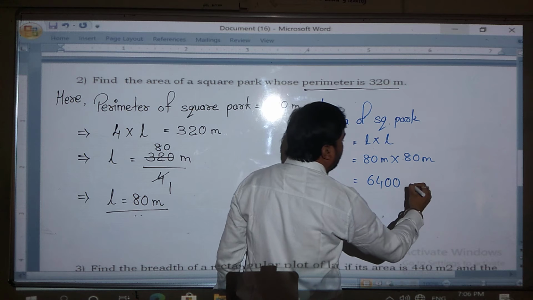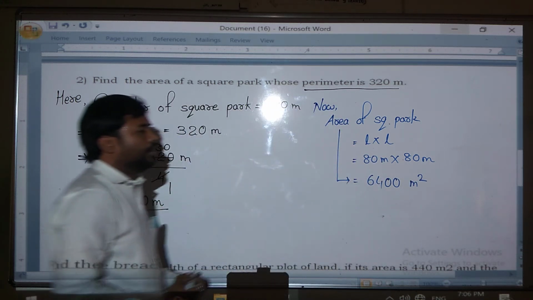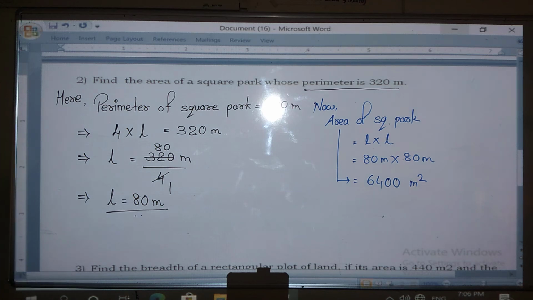2. Meter. Meter square. મળી ગયું. So area of square part will be 6400 meter square. સમજ પડે છે? રાઈટ? સમજ એવો છે જે આપ્યું છે તે જ લઈને ચાલવા. ક્લિયર થાય છે?